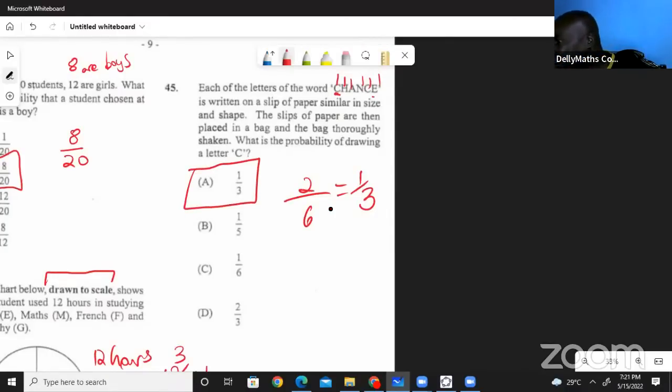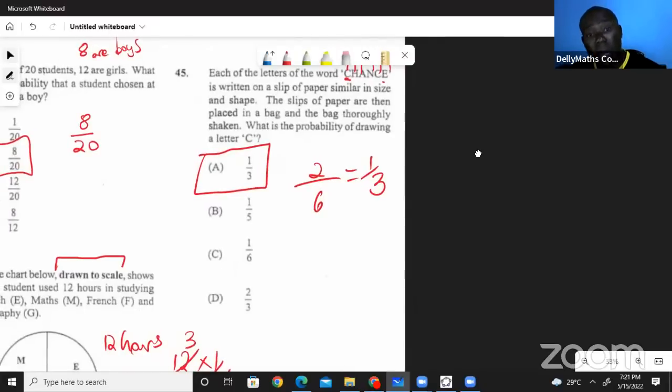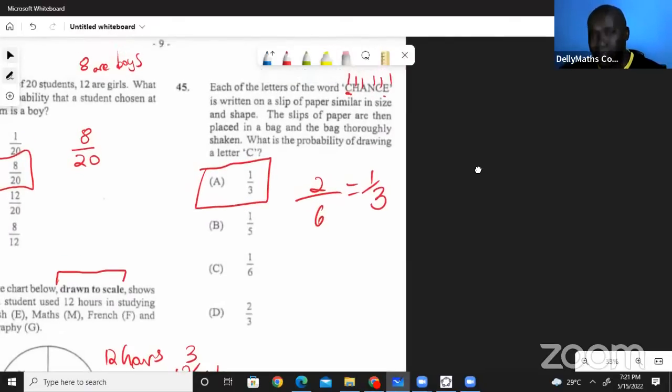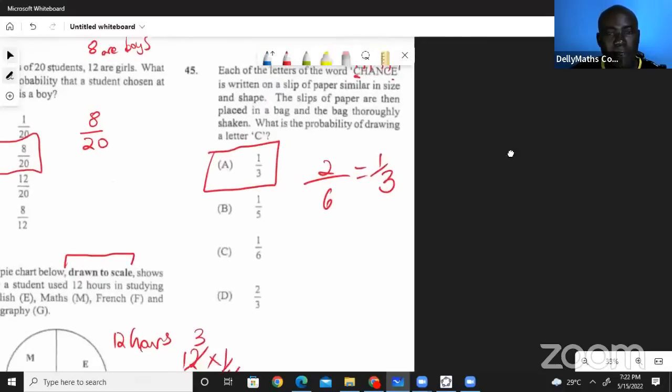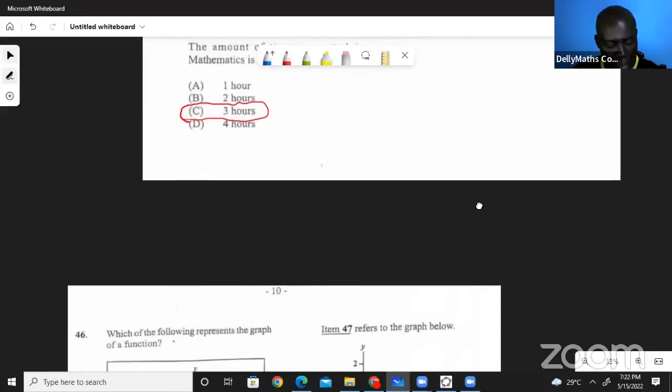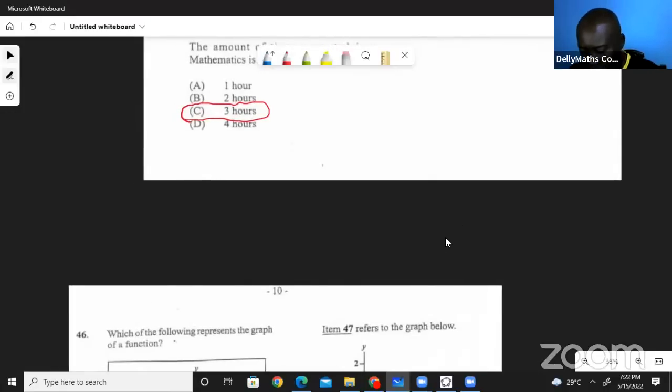Let me see those who got A coming up for 45. Okay, most persons. A lot of persons. Remember the concept of probability is that we want to put what we want over the total possibility. What do we want? We want the C's. How many C's? 2 out of how many letters? 6. So that's 1/3. All right, that's 45. We have 15 more to go.